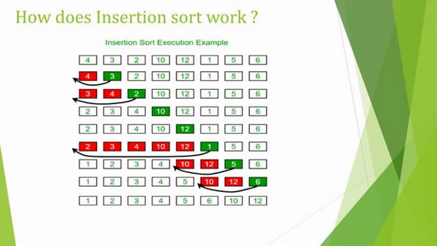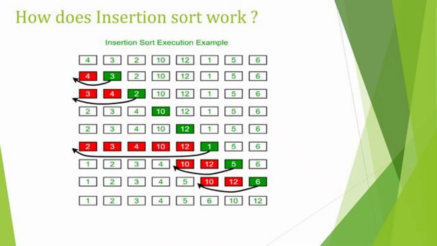Consider element 1. Compare with 12. Now swap. Now the array will be 2 3 4 10 1 12 5 6. Then with 10, do again swapping. Then with 4, again swapping. Then with 3, again swapping. Finally swap with 2. Now the final array will be 1 2 3 4 10 12 5 and 6. So now 1 to 12 all the elements are sorted and the last remaining numbers are 5 and 6.